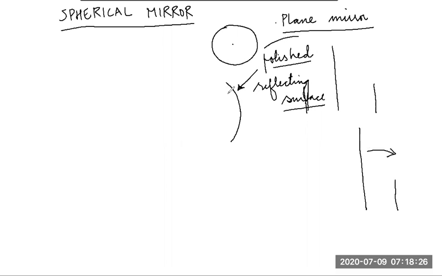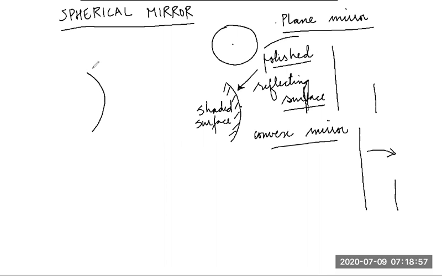Now the other side, let's say these lines show that the mirror is shaded. If this side is shaded and this side which is bulging outside is a polished surface, this mirror is known as a convex mirror. This is the first type of spherical mirror.